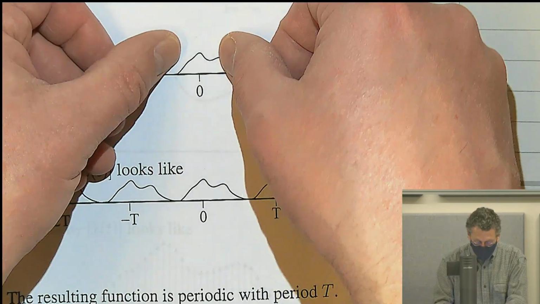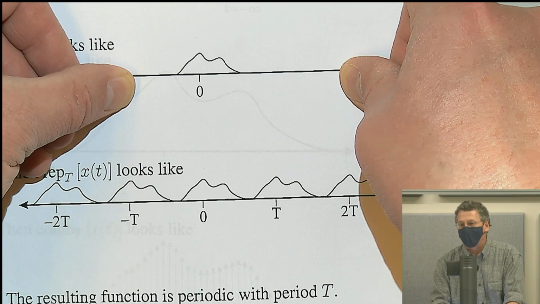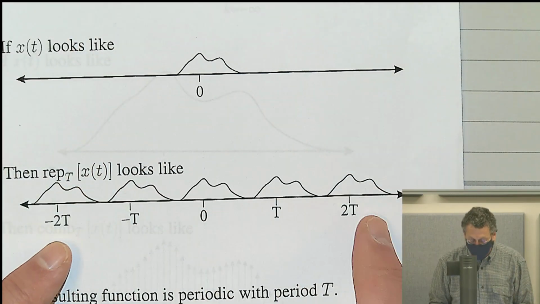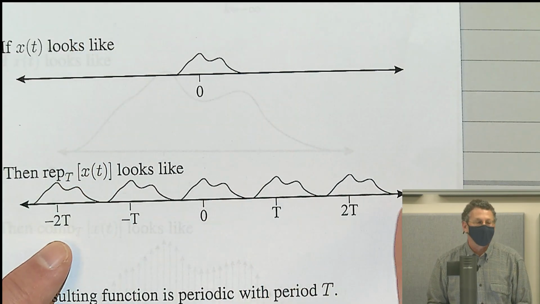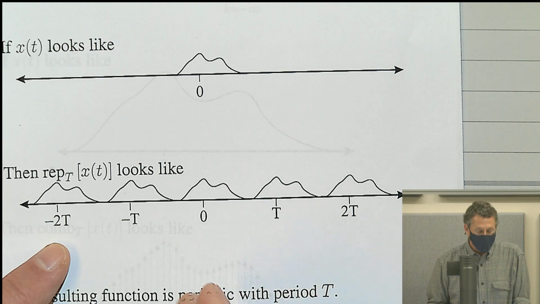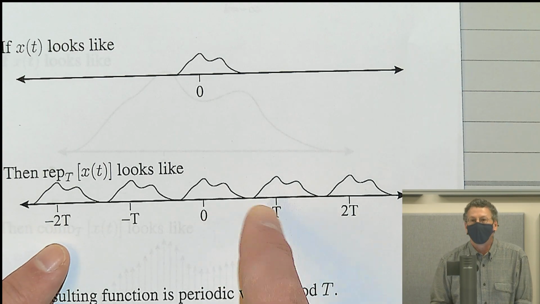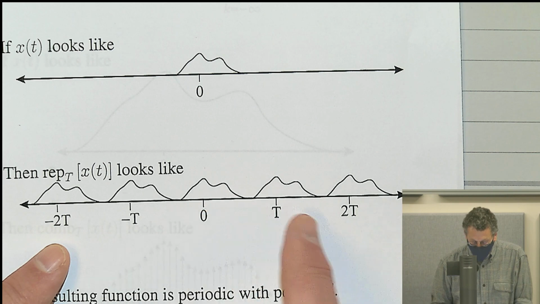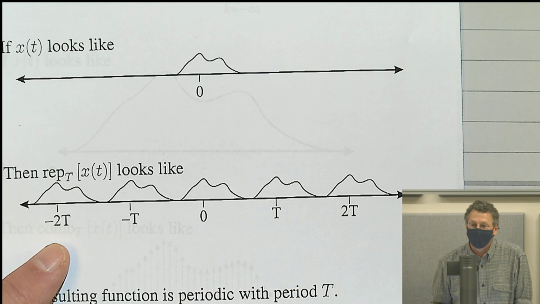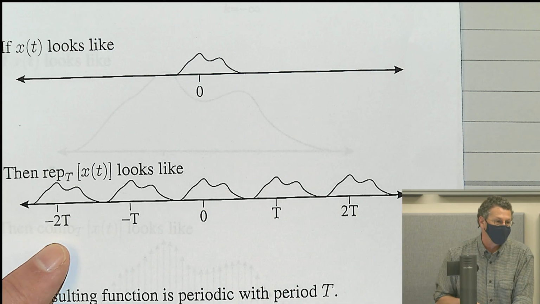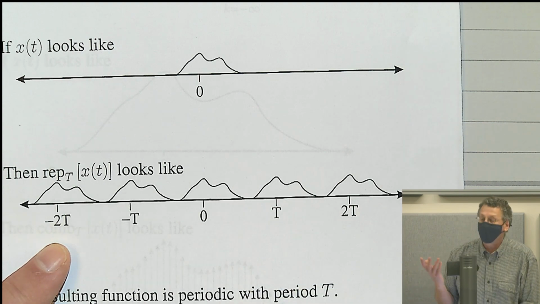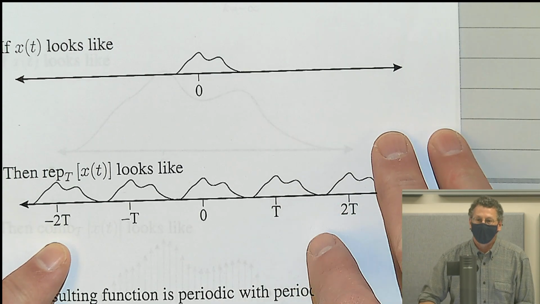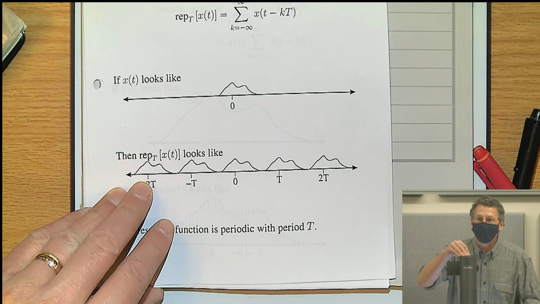But assuming that this thing decays away at a rapid enough pace, when you sum these copies together, it'll just look like a periodic signal. And its period will always be T. It could have other periods, like for instance a period of 2T, that's for sure. And it can even have a period of less than T, like T over 2. But it will always have a period of T. Okay? So that's called rep.